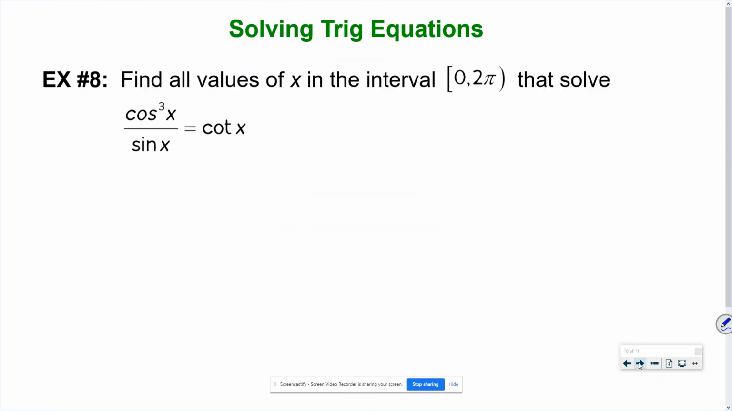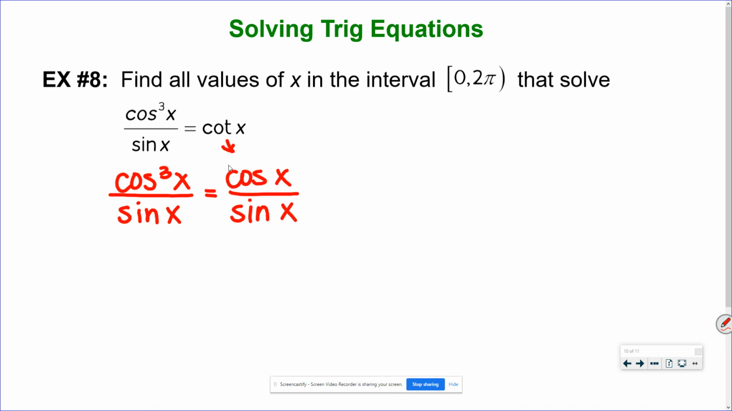Okay. Last one. So find all values of x in the interval from 0 to 2 pi that solve this equation. All right. Obviously, this equation is a mess. So the first thing that we would want to do is we would want to try to rewrite it. So I'm going to start with, let's just keep cosine cubed over sine kind of the way it is. But let's write cotangent. That would be cosine over sine.